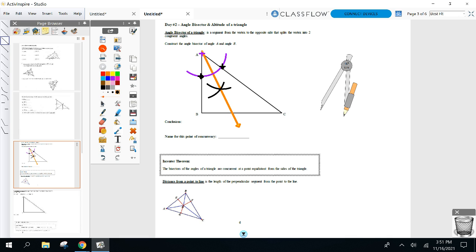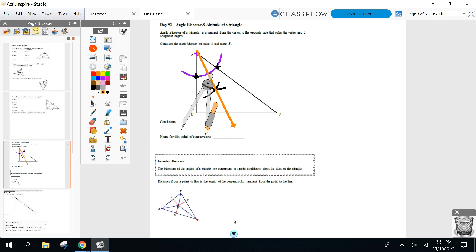Now let's do the same exact thing for angle B. Put my compass point on B. Stop the video if you have to. Make an arc through angle B. Now I go to both points of intersection, put my compass on each point, and make some more arc marks.